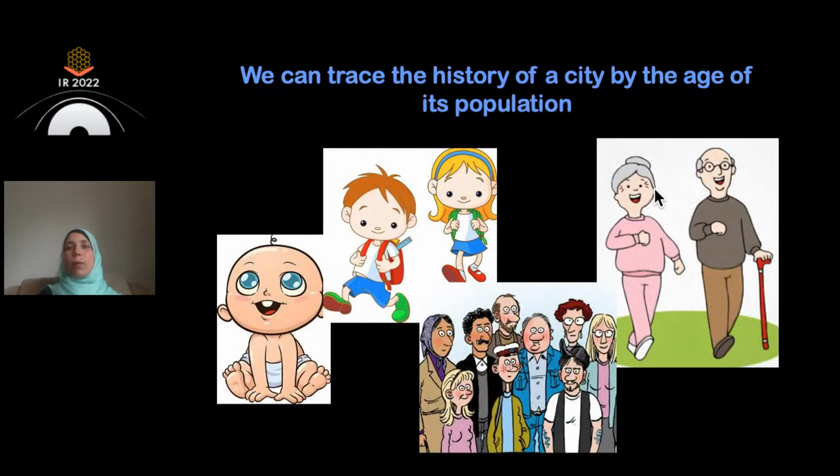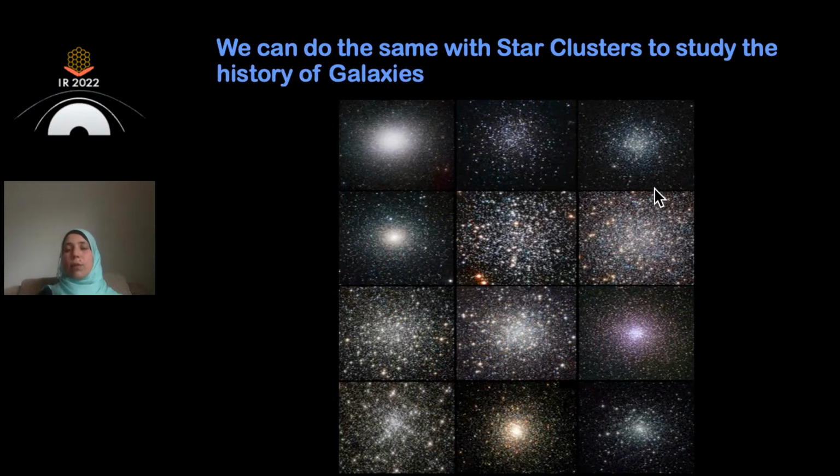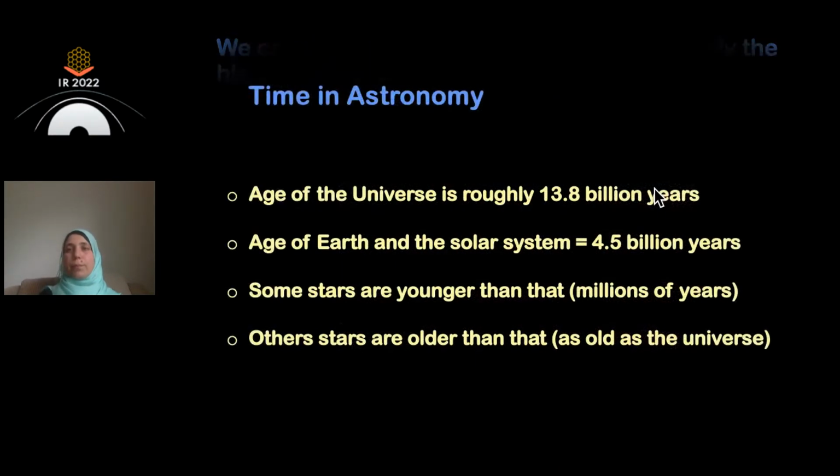So if you want to think about it, the history of different cities can be learned through the ages of the population of that city. So we have people of different ages, and that can help us trace the history of that city. The same way is done using star clusters. So we observe star clusters of different ages. Some of them are young, some of them are old. And then we can get the metallicity or the chemical composition of these different clusters, and then have an idea about how the chemical composition changed over time for these galaxies.